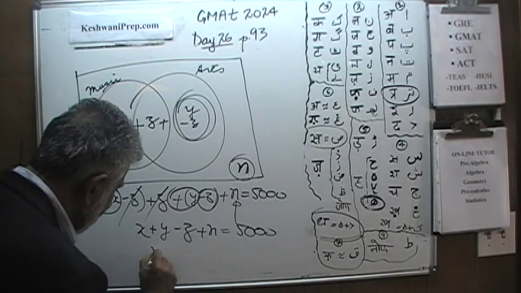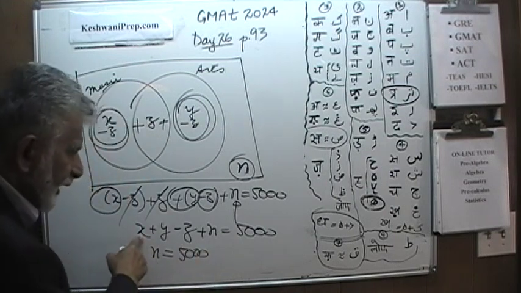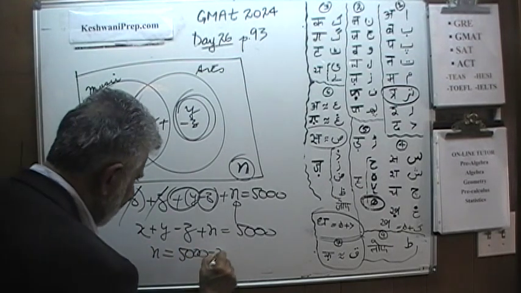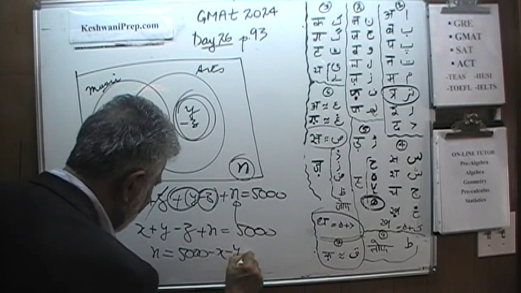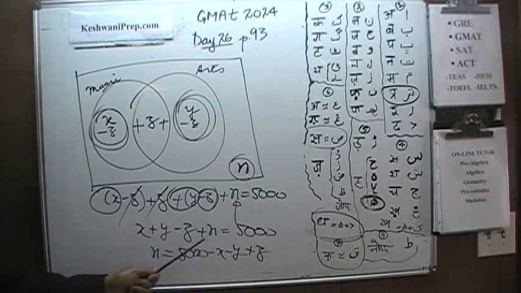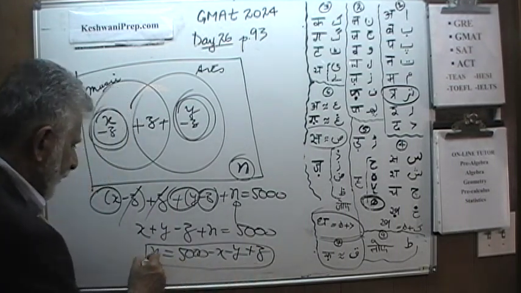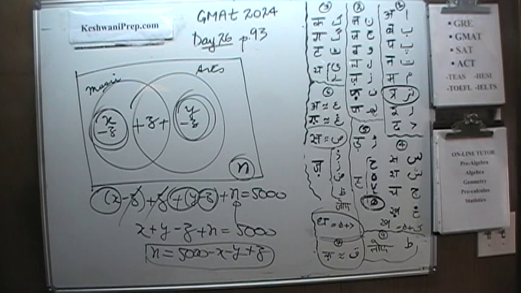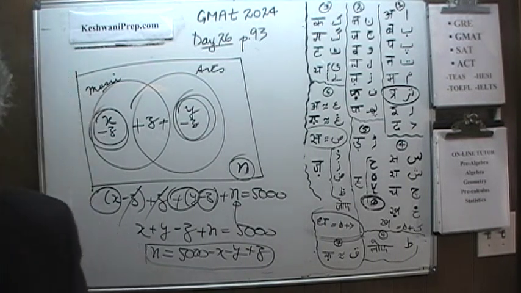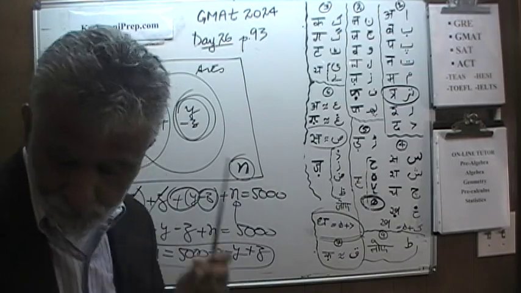Therefore, N would have to equal 5,000. And then just bring everything to this side. Minus X, minus Y, and a plus Z. This negative Z, when it moves to the other side, becomes positive. There is your answer. The question was, how many people are taking neither? The answer is 5,000 minus X minus Y and plus Z.